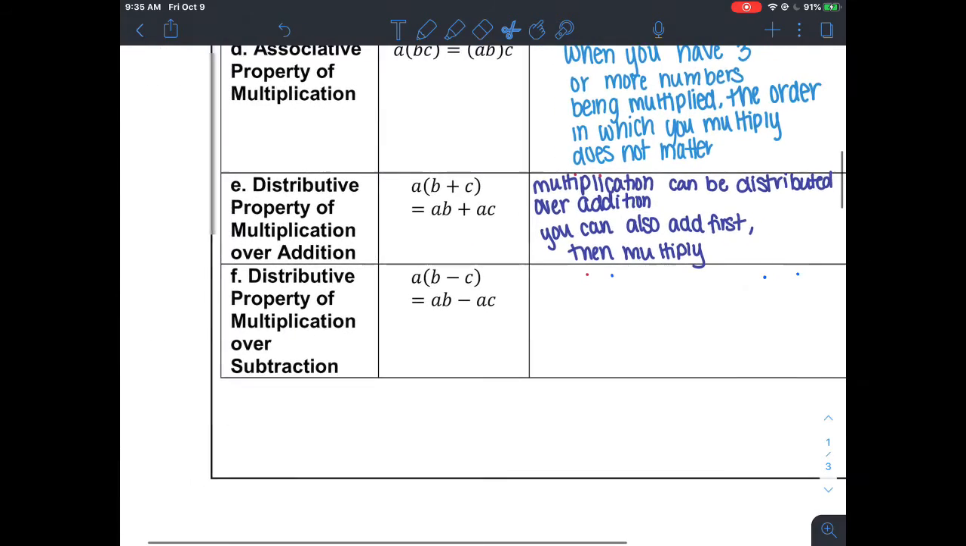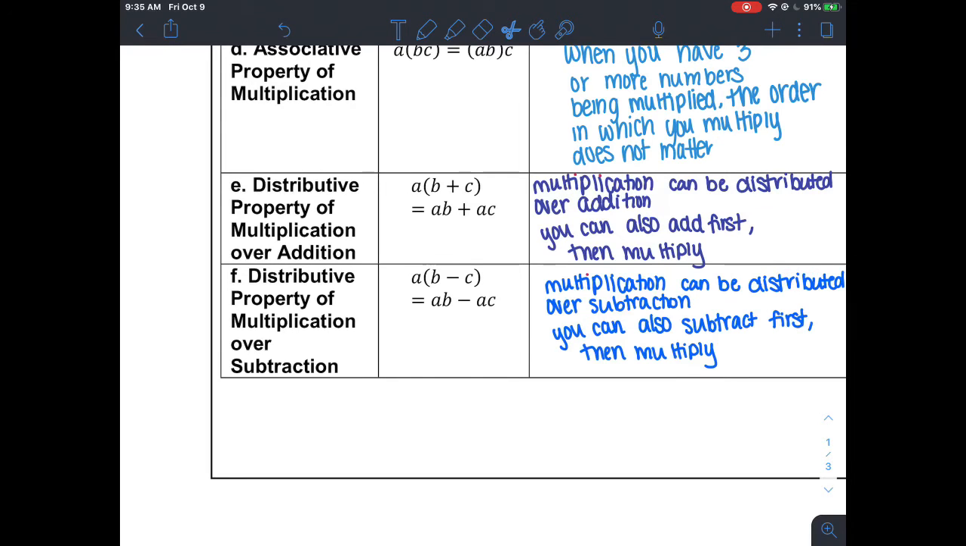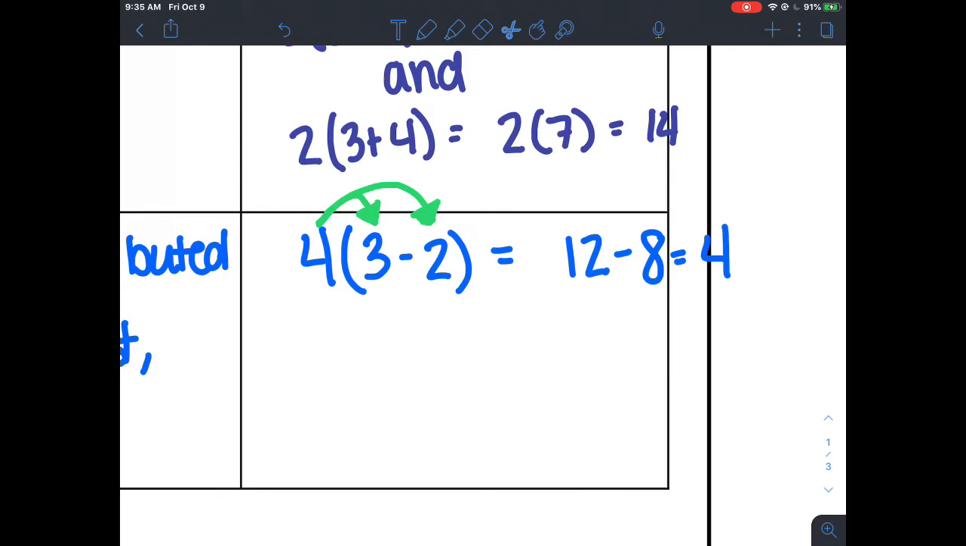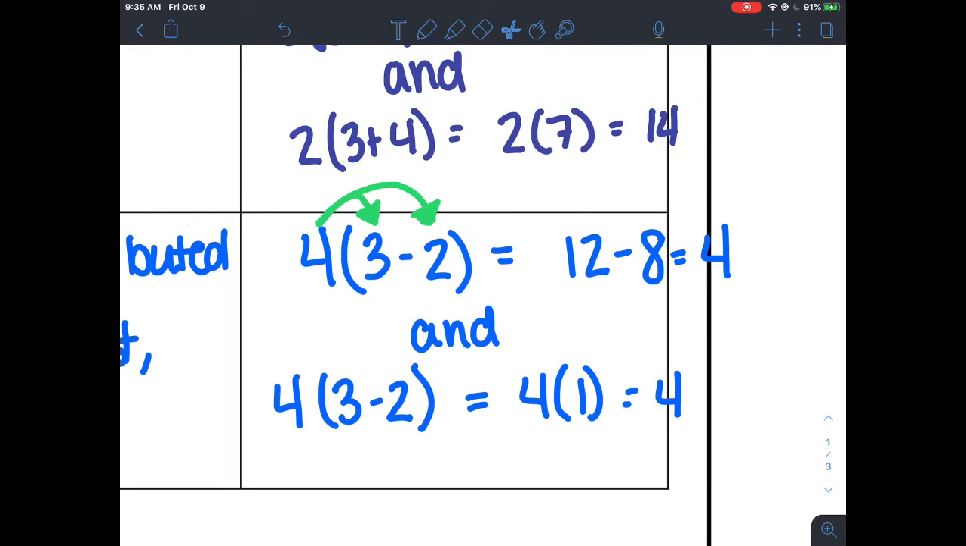Similarly, if I did that with subtraction, everything is the same except I'm distributing over a subtraction sign. So multiplication can be distributed over subtraction. You can also subtract first and then multiply. So if I had 4, I could distribute it to the 3 to make 12, distribute it to the -2 to get -8. My answer's 4. Or I could subtract the 3 minus the 2 first, multiply by 4, and I would still get 4 as my final answer.